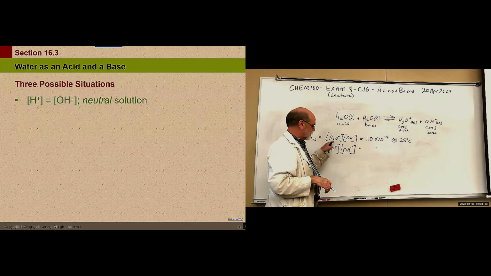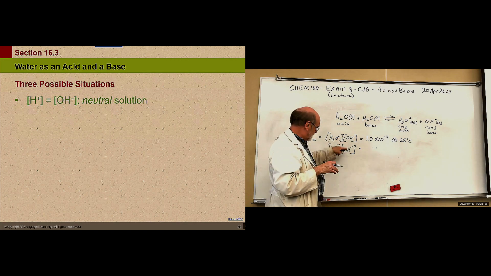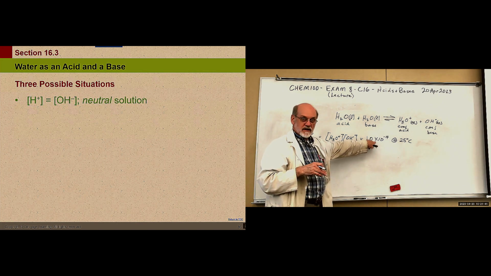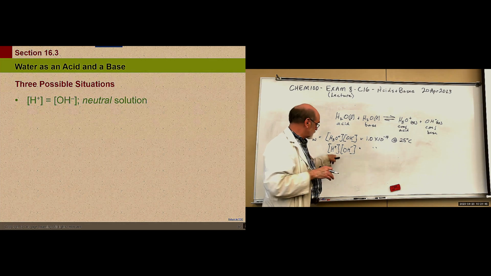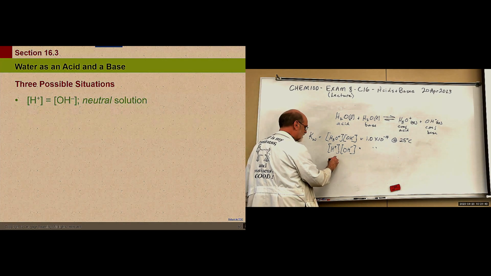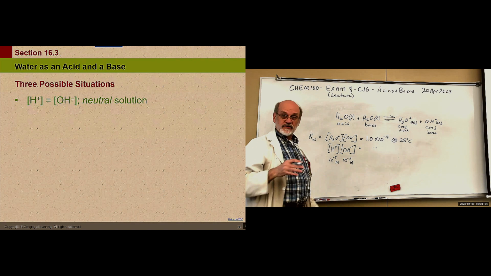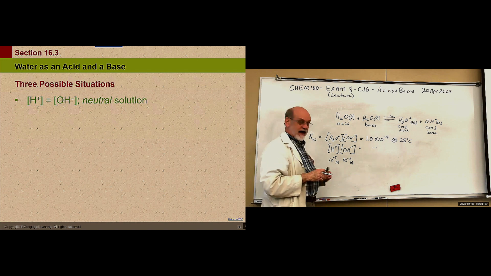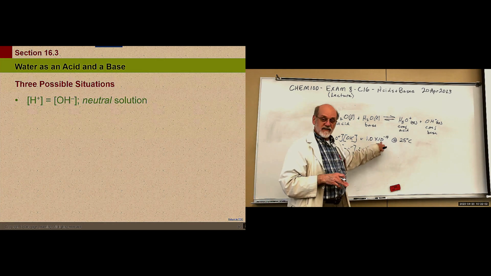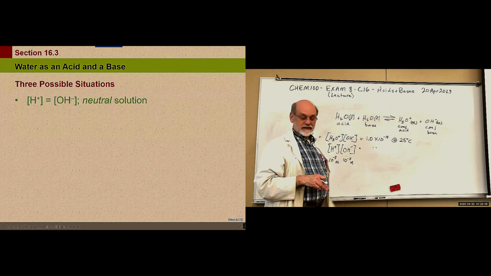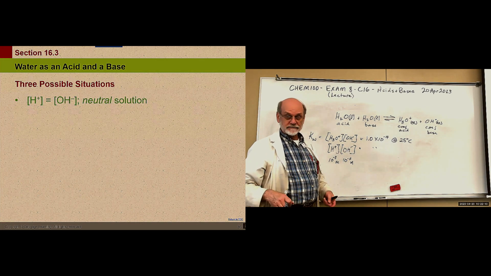So what does that mean? If it's pure water and you have this value and these are equal, what concentrations do you have here? 10 to the minus 7, 10 to the minus 7 molar. That's neutral. How do I know that? Because 10 to the minus 7 times 10 to the minus 7 is 10 to the minus 14. Right? You just add the exponents. I know that for a neutral solution.